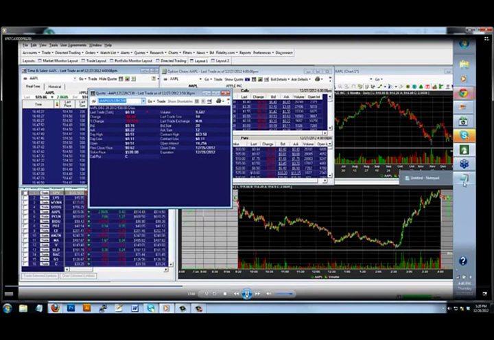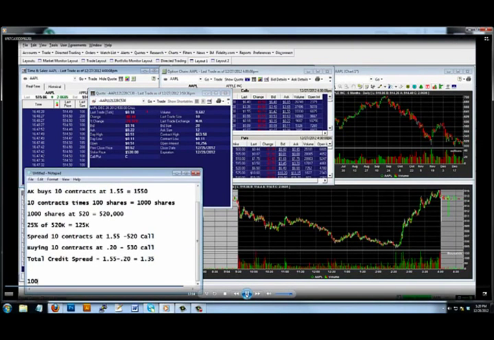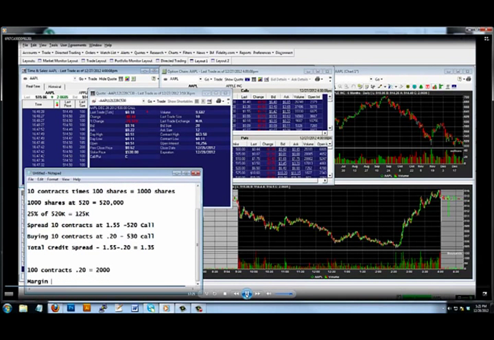So if we go back to our little notepad here, let's say you guys wrote 100 contracts of this 530 call right here for 20 cents. You got 100 contracts. You got a max profit of $2,000. Now, let's talk about the margin that you need to actually do this. You got 100 contracts. Times that by 100 shares.